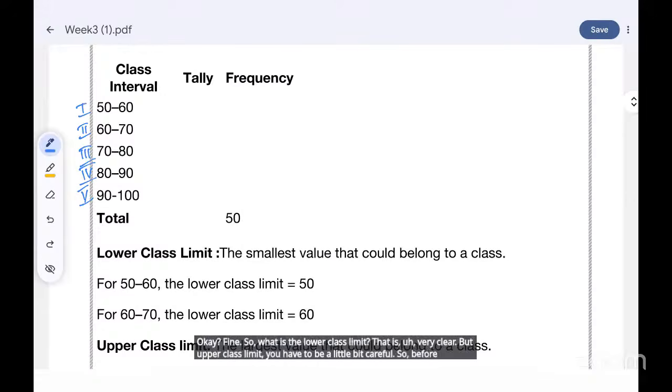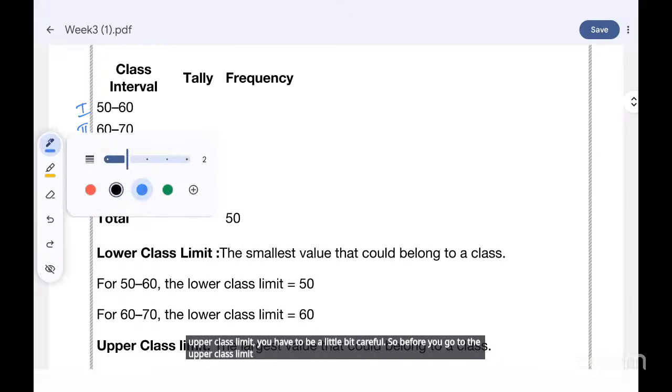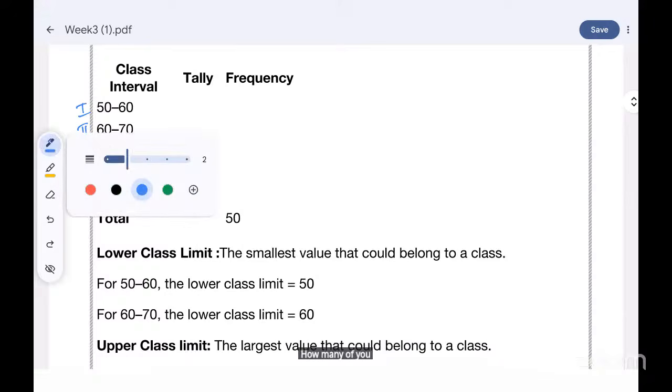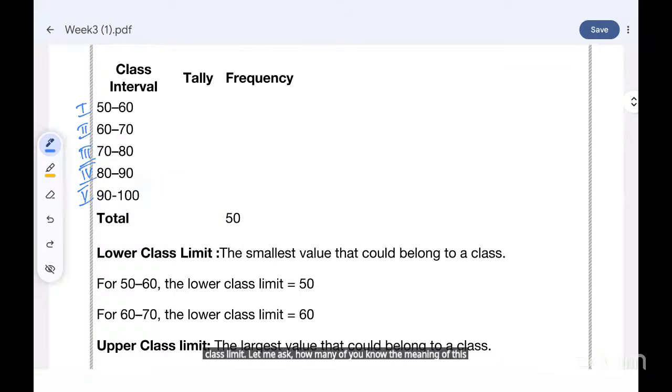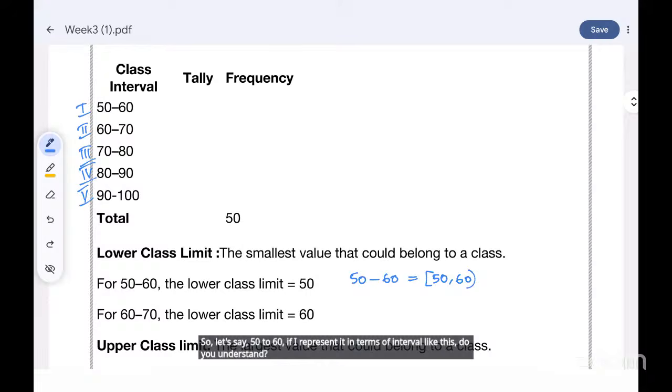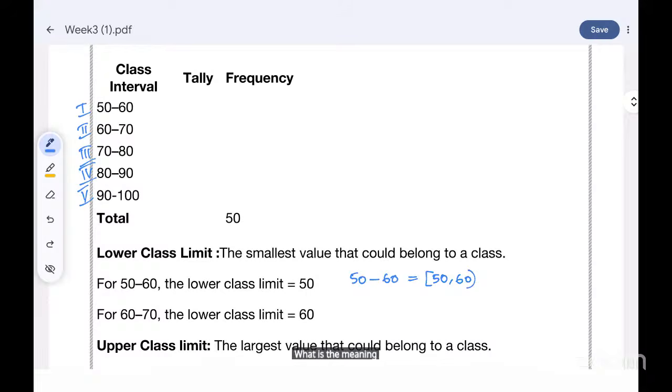Before you go to the upper class limit, let me ask how many of you know the meaning of this? Let's say 50 to 60, if I represent it in terms of an interval like this, do you understand what is the meaning of it? Yes, ma'am. 50 is included and 60 is excluded. Exactly. Similarly, 60 to 70 means 60 is included and 70 is excluded.